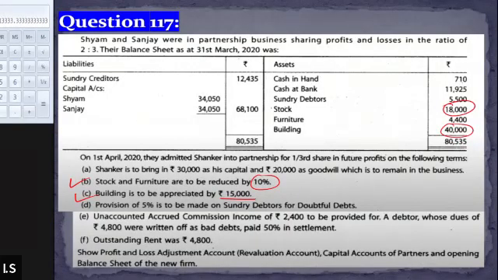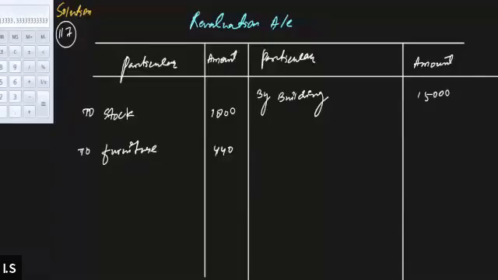Coming to the question, let's now read point D. It says that a provision of 5% is to be made on sundry debtors for doubtful debt. Currently sundry debtors are at 5,500. We need to make the provision for doubtful debt, which is going to reduce the amount of debtors by 5%. So I'll write down to debtors on the debit side of the revaluation account, 5,500 into 5%, so 5,500 into 5% will be 275.